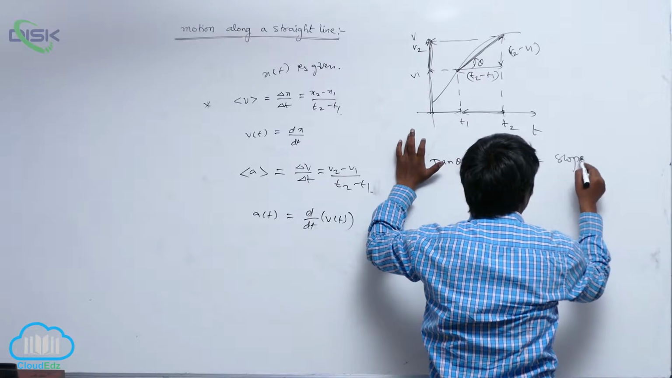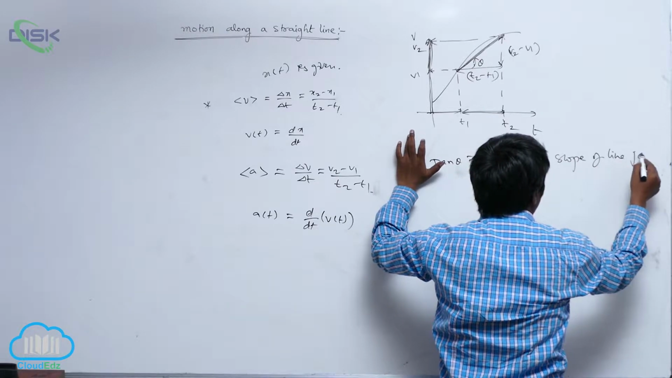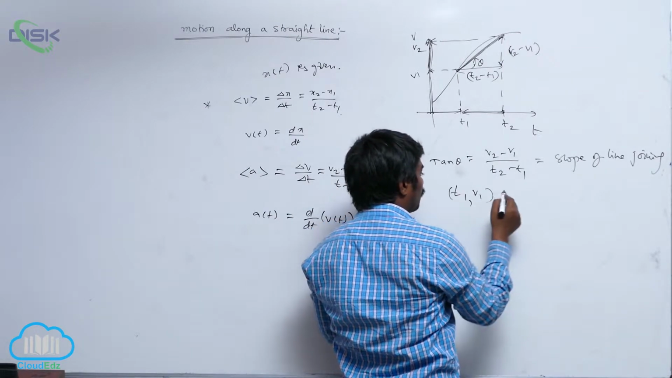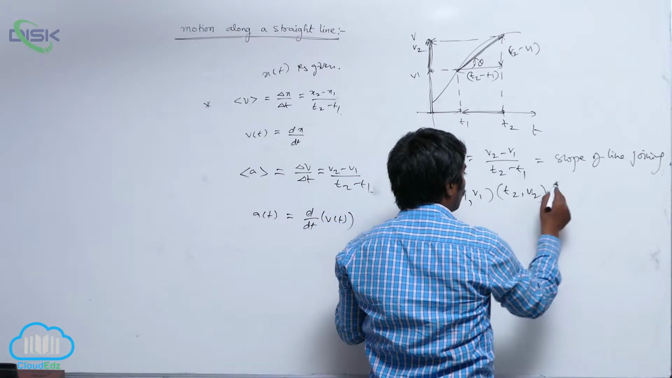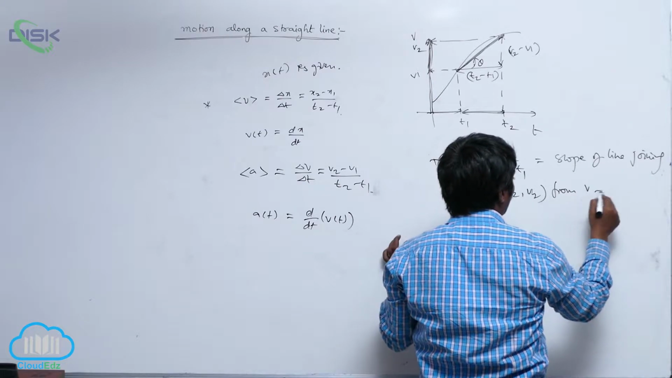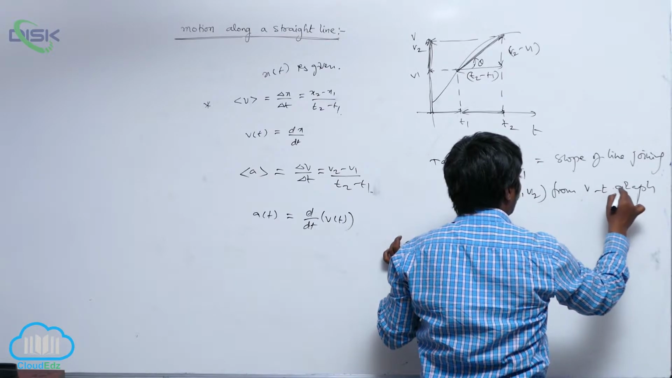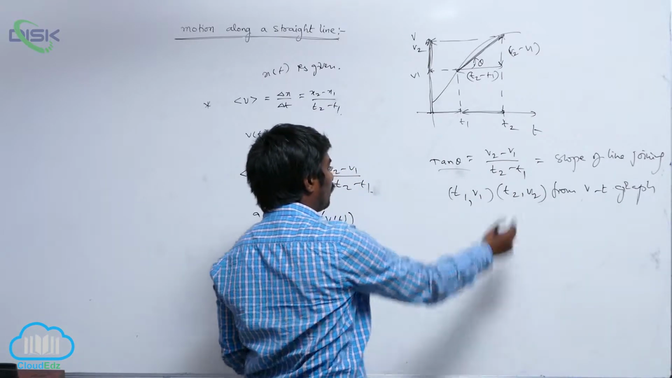So the slope of the line joining (t1, v1) and (t2, v2) from the VT graph is equal to average acceleration.